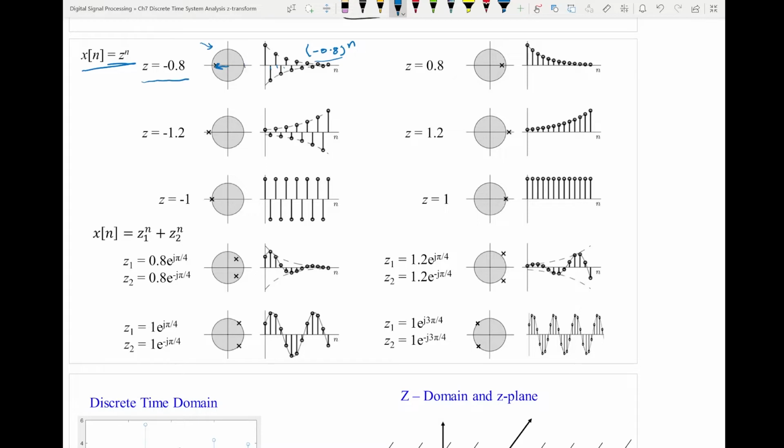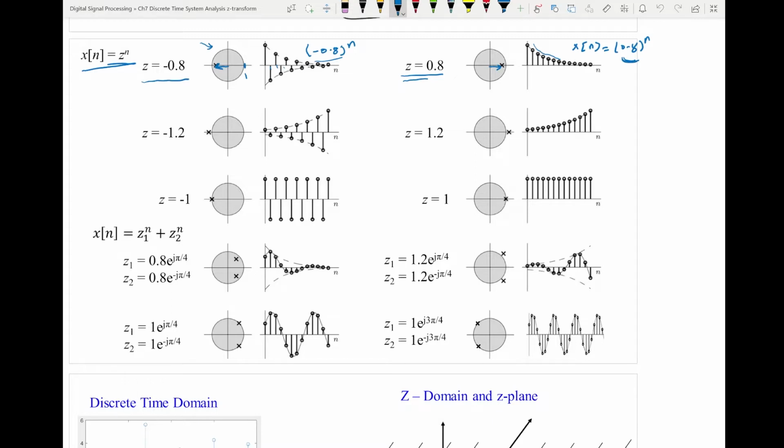This is the unit circle. Now let's look here. When z is 0.8, it is this vector. So now I can construct this signal, x of n equals 0.8 to the power of n. Again, because this is less than 1, it's a decay. And the decay rate is determined by this value 0.8.